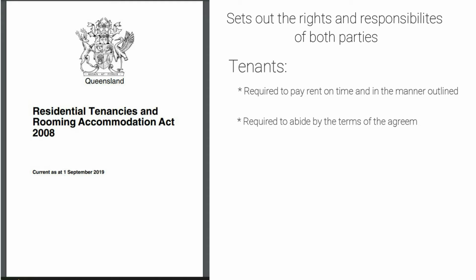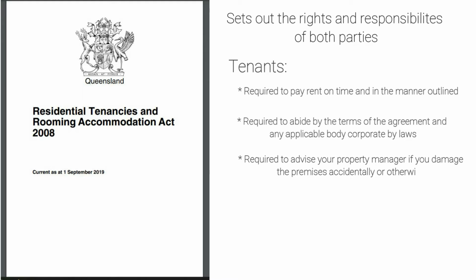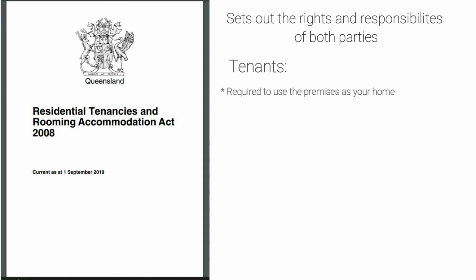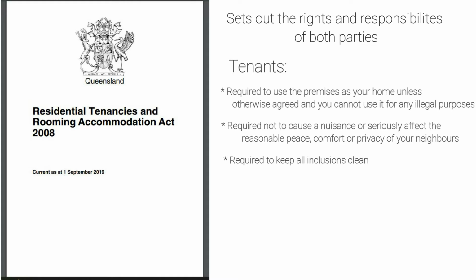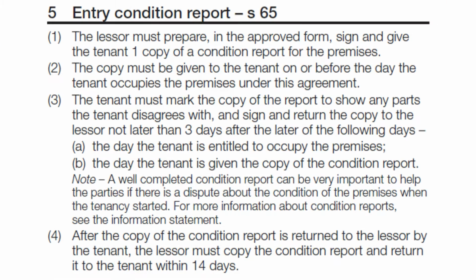You are required to abide by the terms of the agreement and any applicable body corp bylaws. You are required to advise your property manager if you damage the premises, accidentally or otherwise. You are required to follow the rules set out in the legislation. You are required to use the premises as your home unless otherwise agreed, and you cannot use it for any illegal purposes. You are required not to cause a nuisance or seriously affect the reasonable peace, comfort or privacy of your neighbours. You are required to keep all inclusions clean.